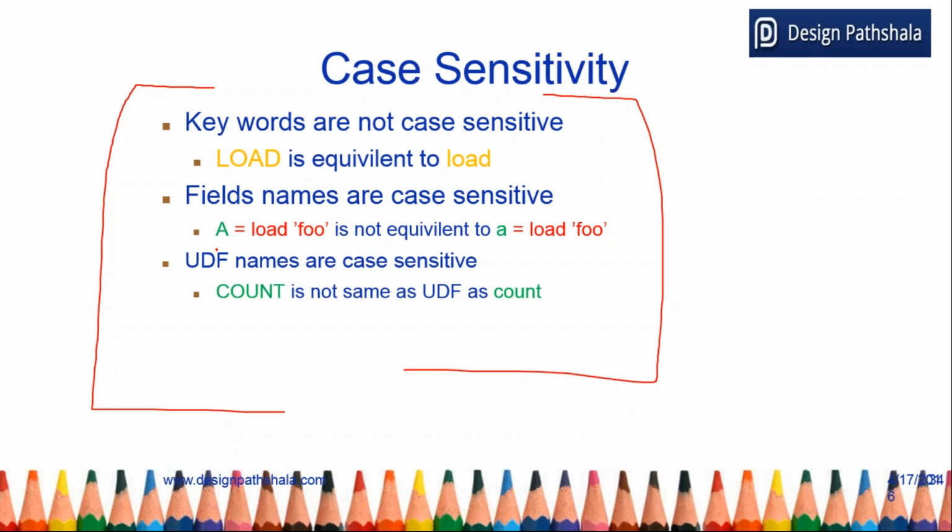Field names: if you have defined a field, that is, created a variable and assigned it to some statement, then this capital A is not equivalent to a small a. So these are case sensitive, similar to Java. And similarly UDFs. If you have created any UDF or if you are using any predefined UDF which is there in Pig for you, those are also case sensitive. So this count is not equivalent to this count. So keywords are case insensitive, but our field names and UDFs are case sensitive.